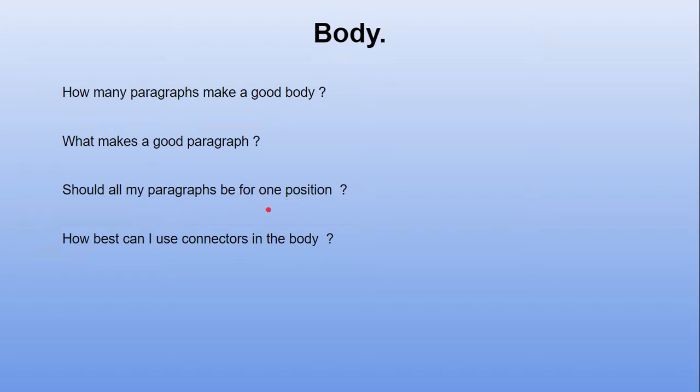How best can I use connectors in the body? It's easy. When you're writing a body paragraph, make sure you have at least three types of connectors. You have an opening connector when you're giving your reason. You have a cause connector and an effect connector, or an exemplifying connector. Basically, three connectors for every point, and they should be from different categories, and they should be different from the connectors you've used or you're going to use in the other paragraphs.